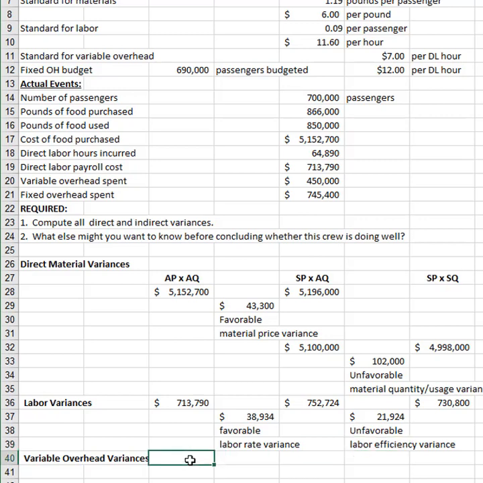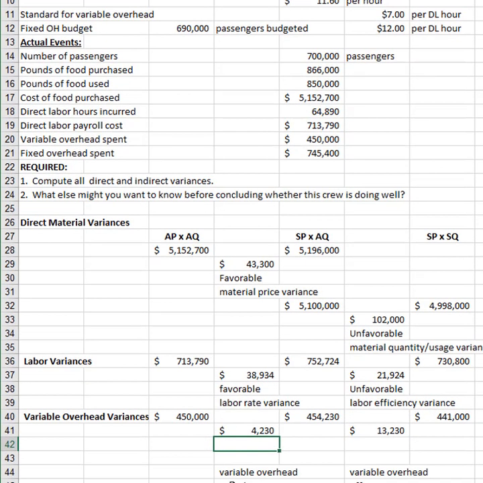For the variable overhead, we have what was actually incurred or spent. And then here, the variable overhead is per direct labor hour. So for each labor hour worked, we think the variable overhead associated with that should be about $7 an hour. And then how many hours should they have worked given the number of passengers? So 0.09, and then the variable overhead should be about $7 each. So then we can take the absolute value, and this is favorable.